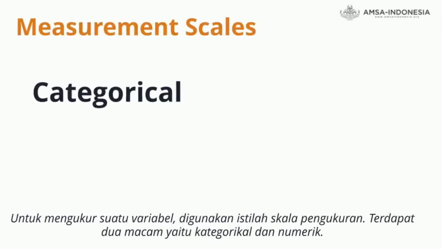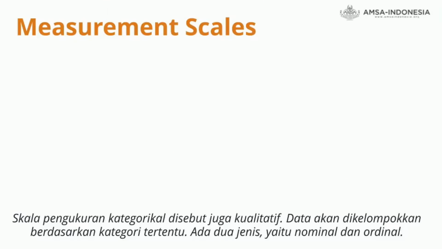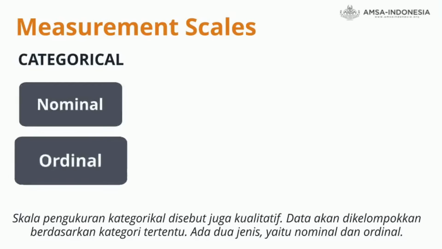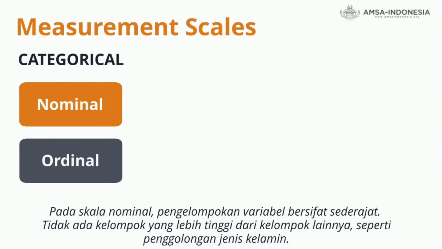They are categorical and numerical. Categorical data is considered qualitative data as well. The data is further subgrouped as nominal and ordinal. In nominal scale, the variables are equal, where one is not higher or lower than the other. An example is gender.